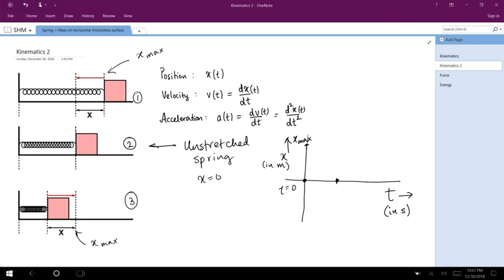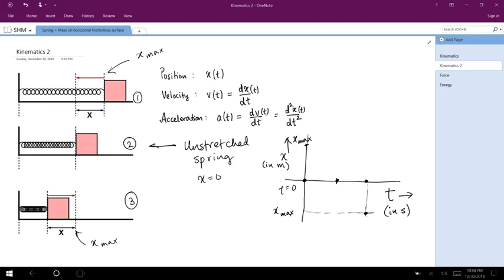Okay, going further, after some other amount of time t, the block is now at its maximum compression, and this position we will denote by x max, but remember it's in the opposite direction as x max at time t equals 0. That's because the block really moved in the opposite direction. The spring is now compressed instead of being stretched.